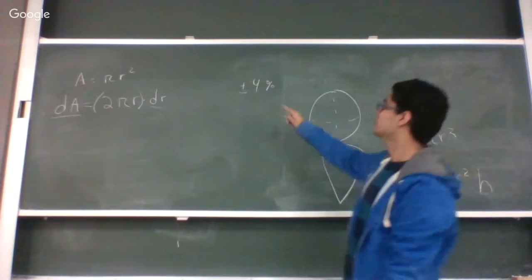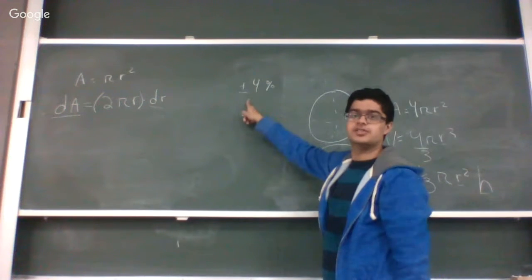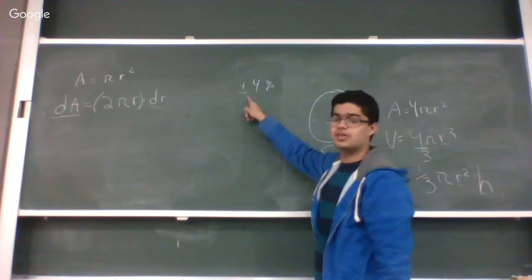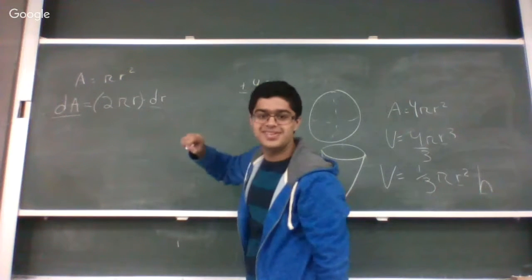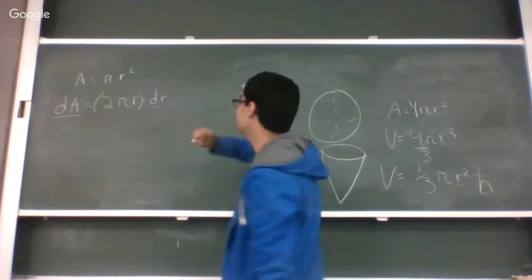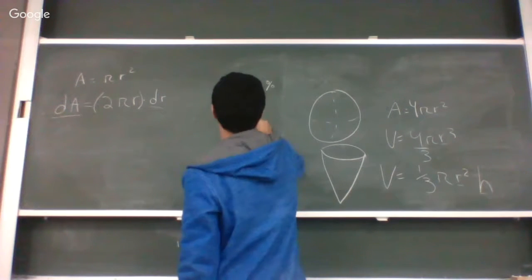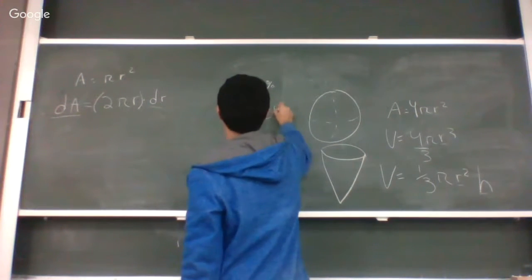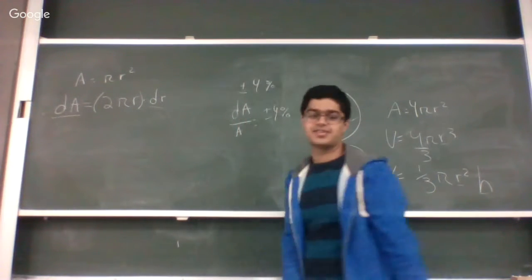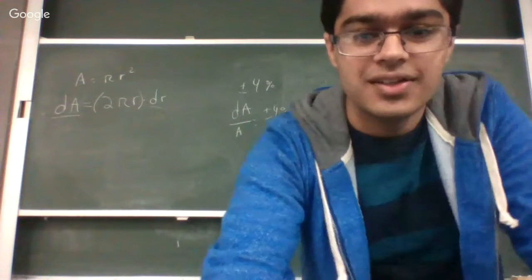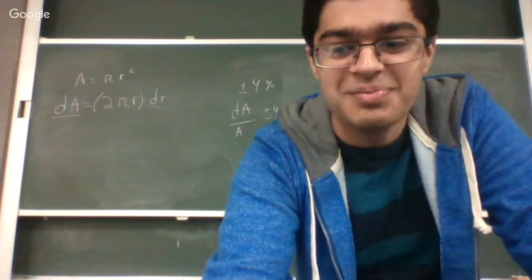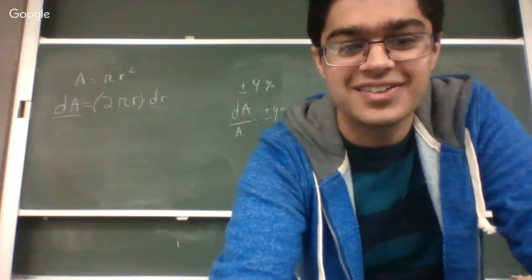Okay, not the radius, the area. So dA over A is equal to plus or minus 4%. Wait, maybe I'm looking at the wrong session.